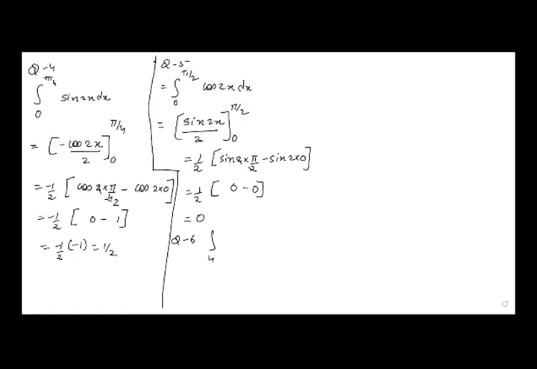Integration 4 to 5, e raised to x dx. We know that integration of e raised to x is e raised to x, 4 to 5. First of all, I will keep the value of x as 5 and then minus 4. I can write this as e raised to 4, e minus 1.